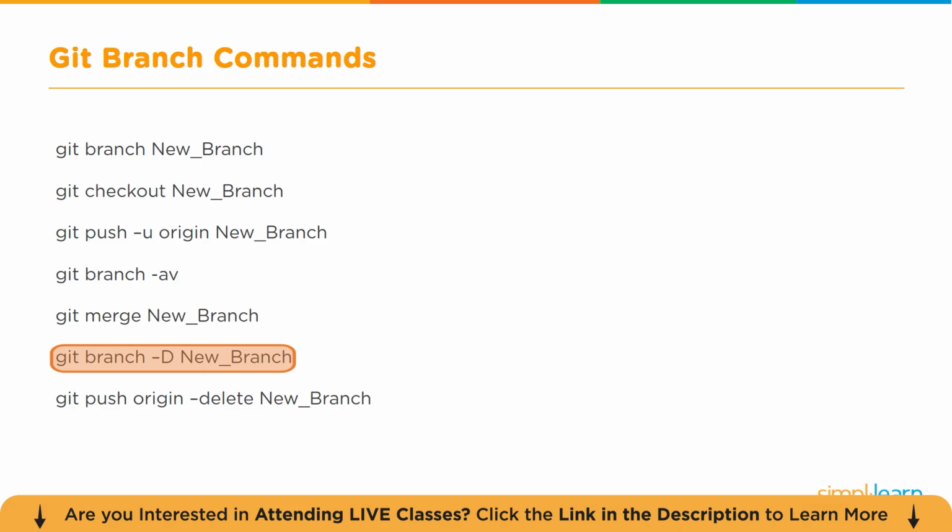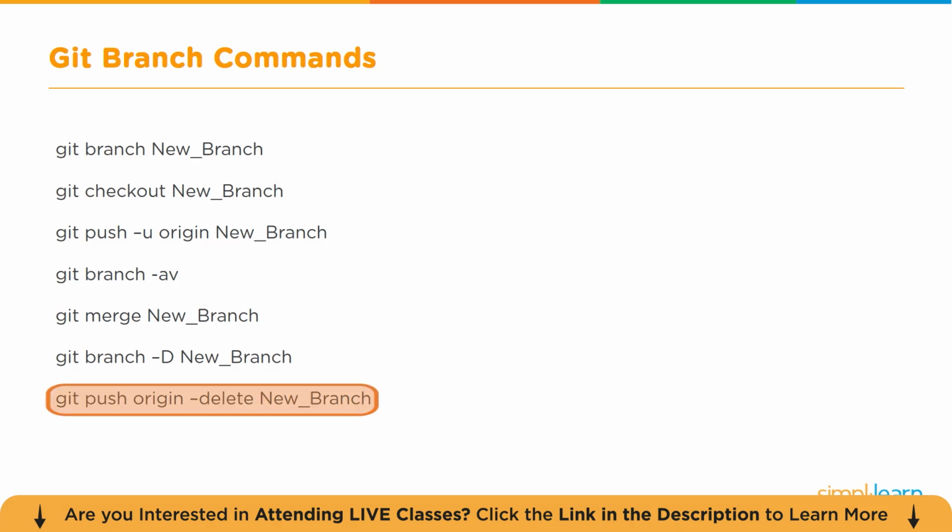In order to make this change on the server, which is to remove this branch from the server, the command to do that is git push origin --delete and the name of the branch. This would also delete the branch that you created on the server.